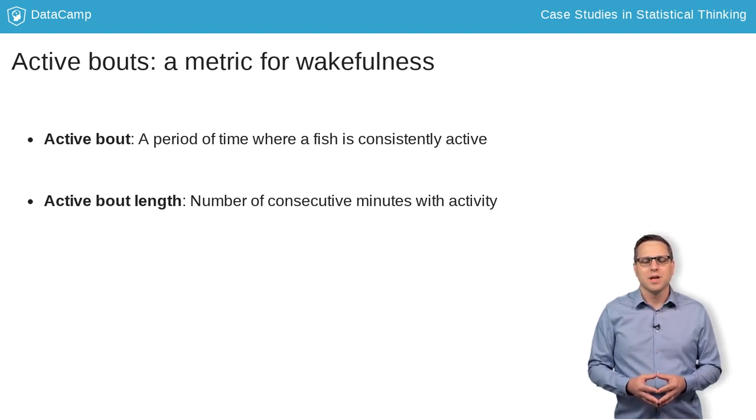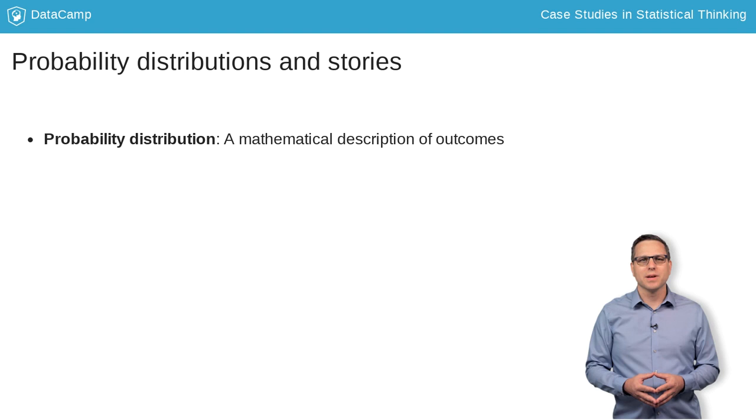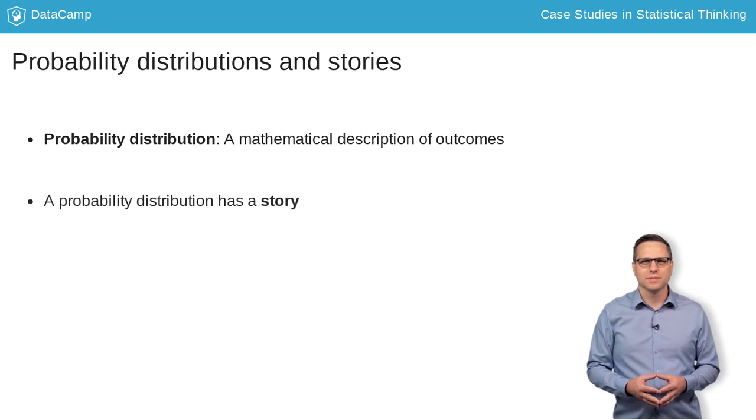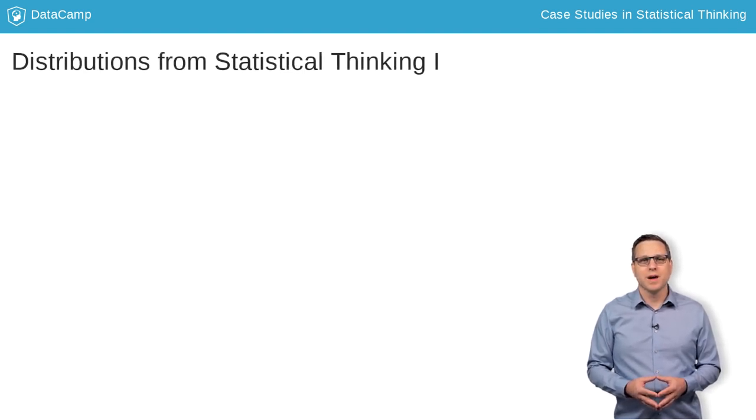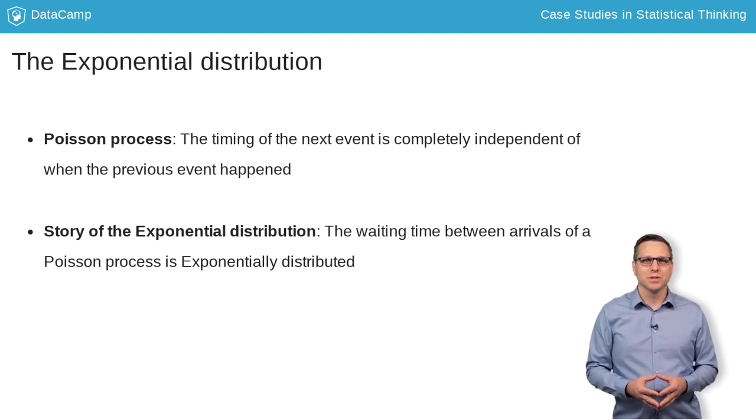Before I do, I want to remind you about some of the concepts about probability distributions you learned in Statistical Thinking 1 and 2. Generically speaking, a probability distribution is a mathematical description of outcomes, but they are easier to think about as stories. You learned about the stories behind the uniform, binomial, Poisson, normal, and exponential distributions in Statistical Thinking 1. Here, I will review the exponential distribution.